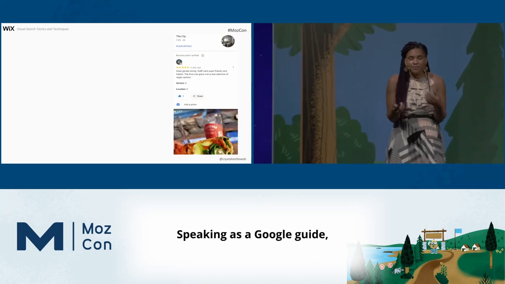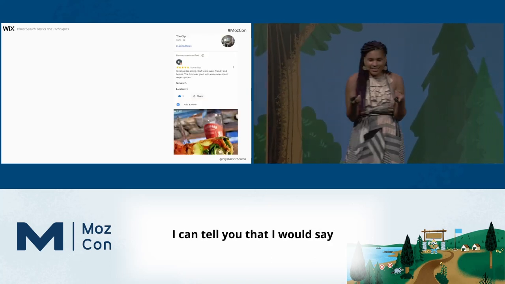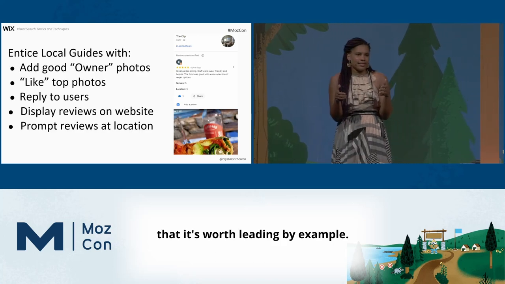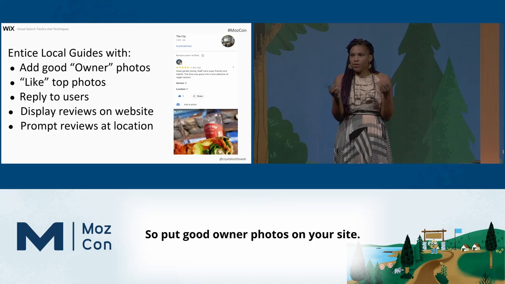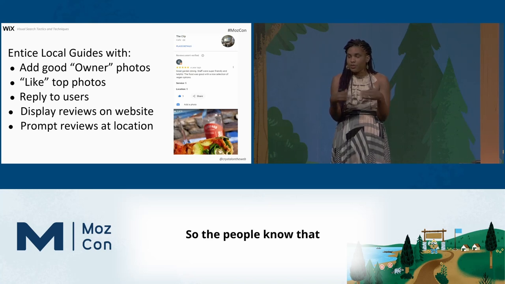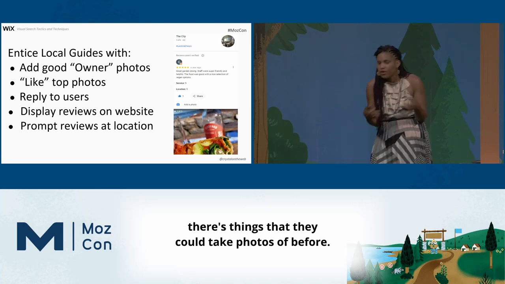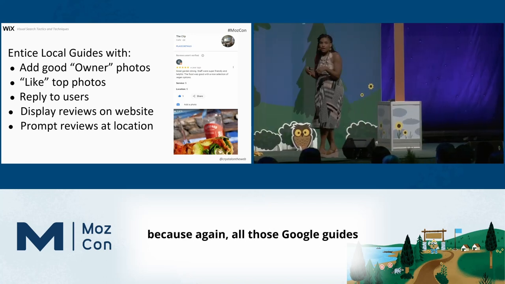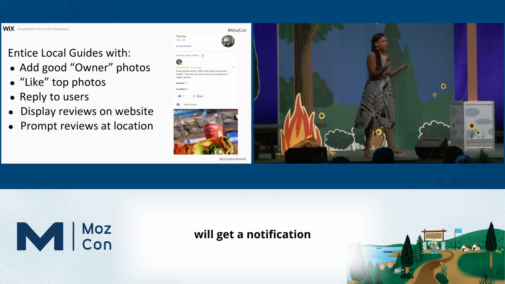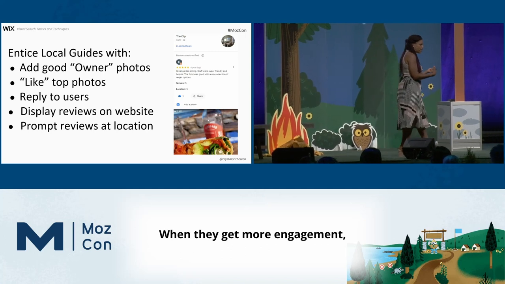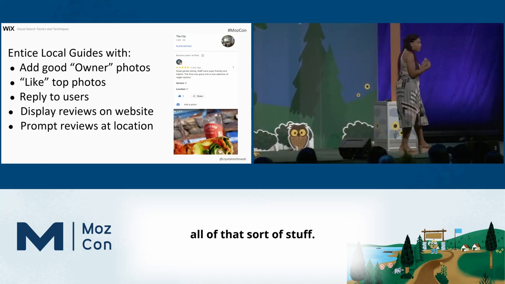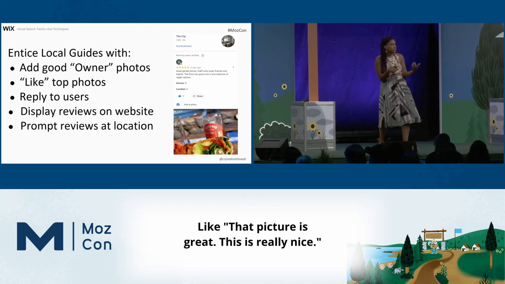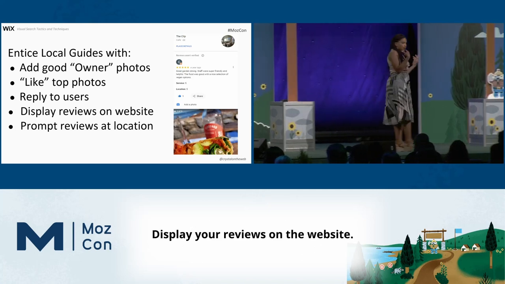How do you do that? Speaking as a Google guide, I would say it's worth leading by example. So put good owner photos on your site so that people know what they could take photos of. Also make sure that you like the top photos, because all those Google guides will get a notification when their pictures get liked, when they get more engagement, all of that sort of stuff. Reply to users, say thank you for visiting, that picture is great, this is really nice.